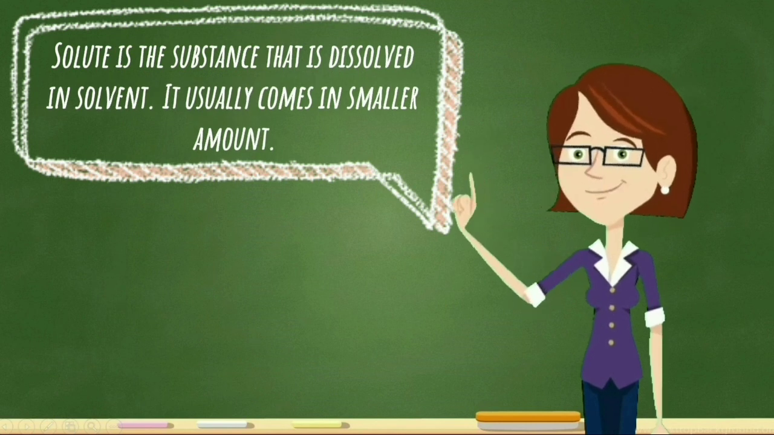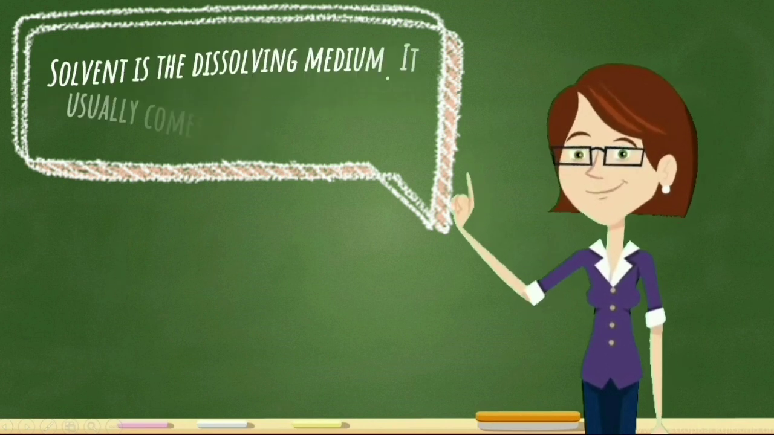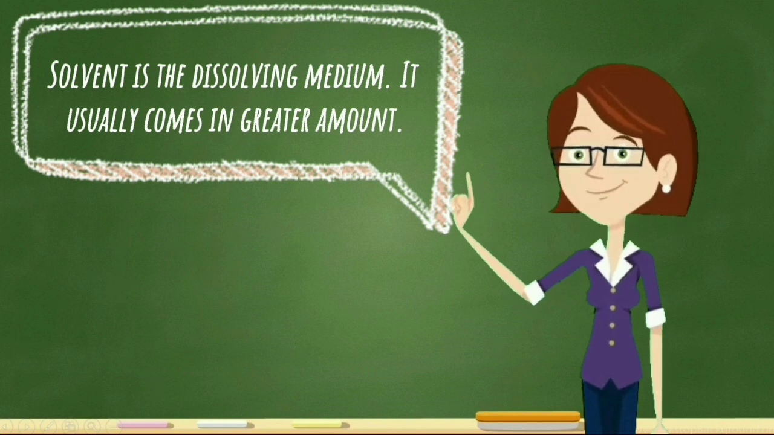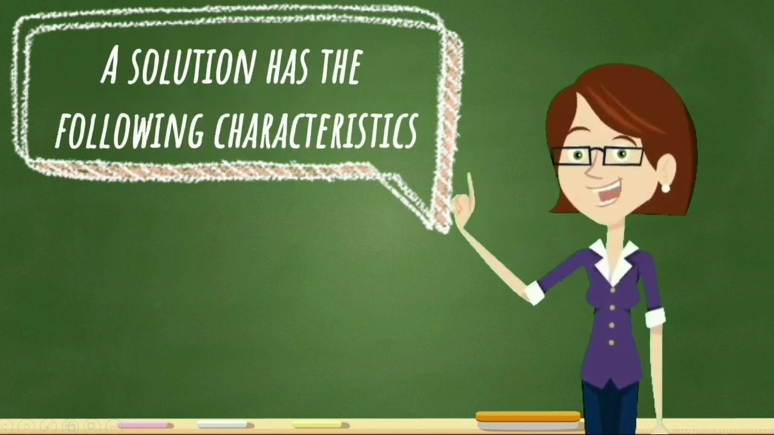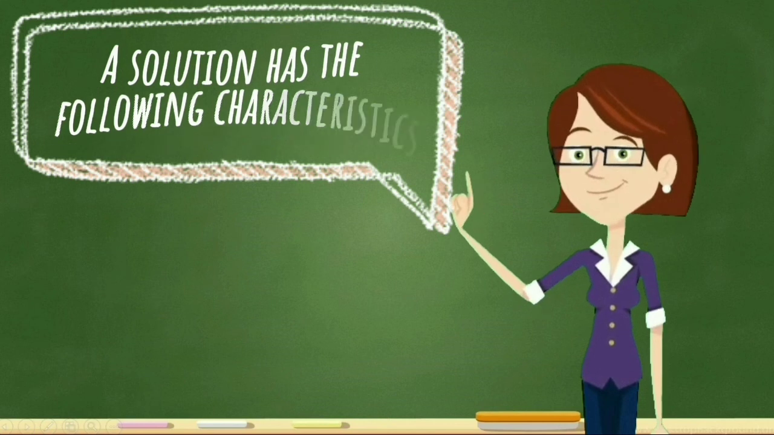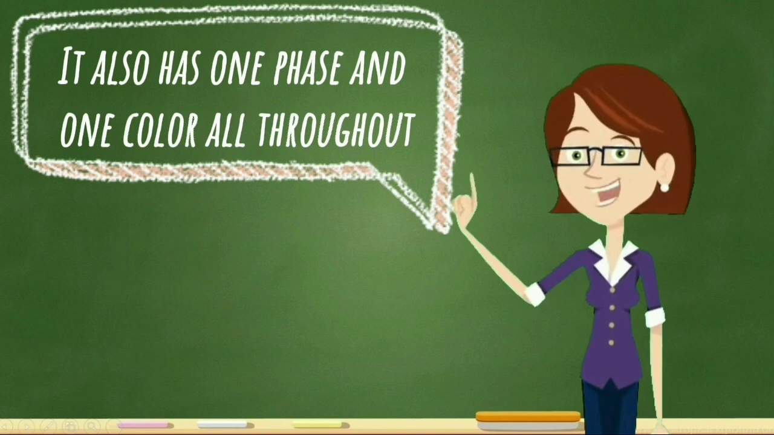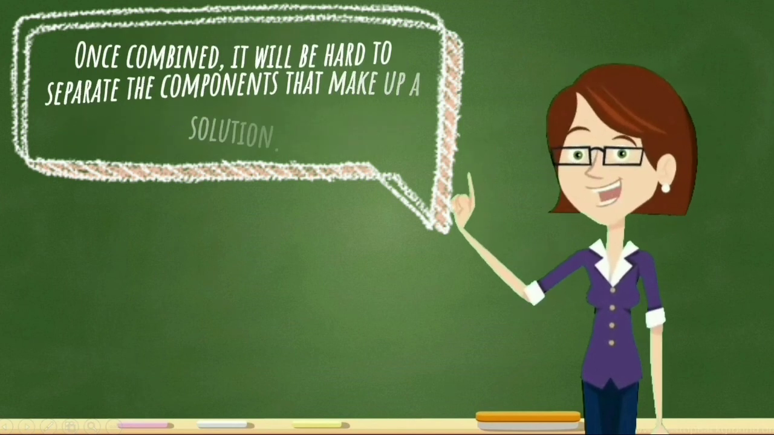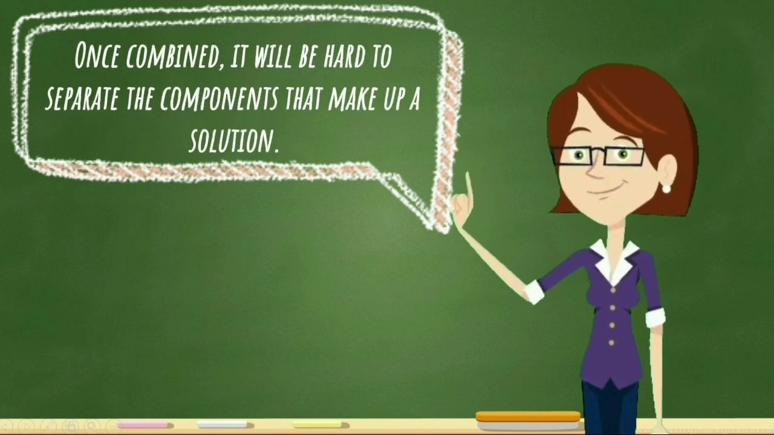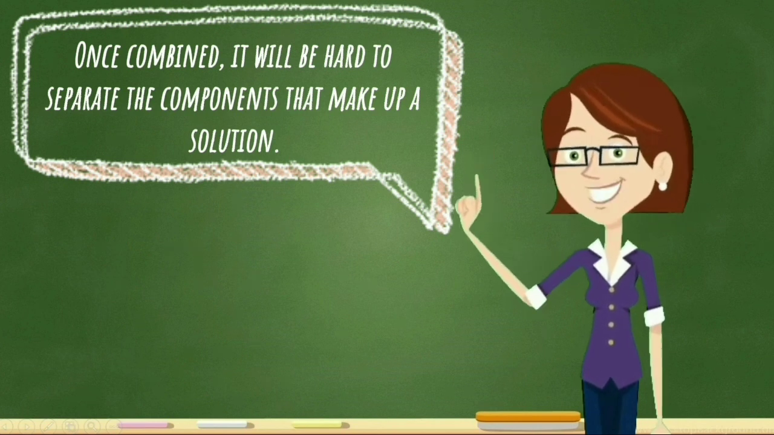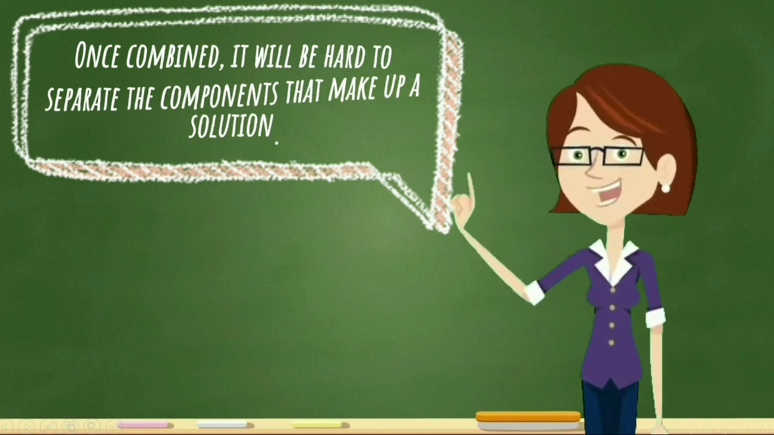Solute is the substance that is dissolved in the solvent, and it usually comes in smaller amount. On the other hand, solvent is the dissolving medium, and it usually comes in greater amount. A solution has the following characteristics. It has a uniform appearance. It also has one phase and one color all throughout. And lastly, once combined, it will be hard to separate the components that make up a solution.